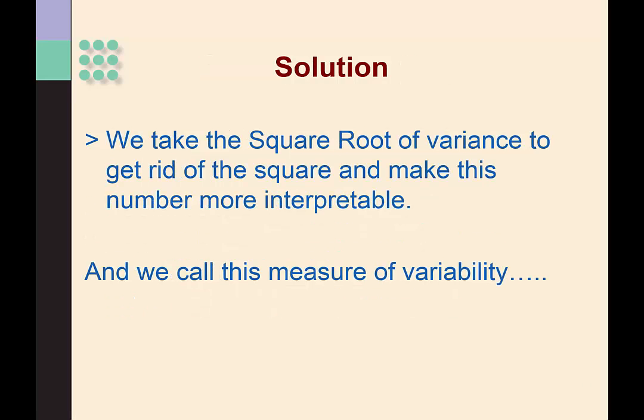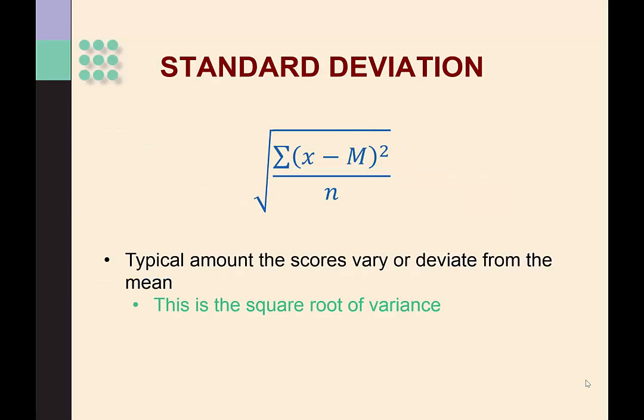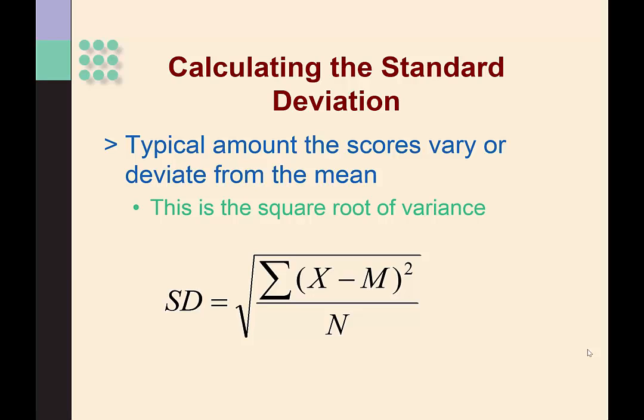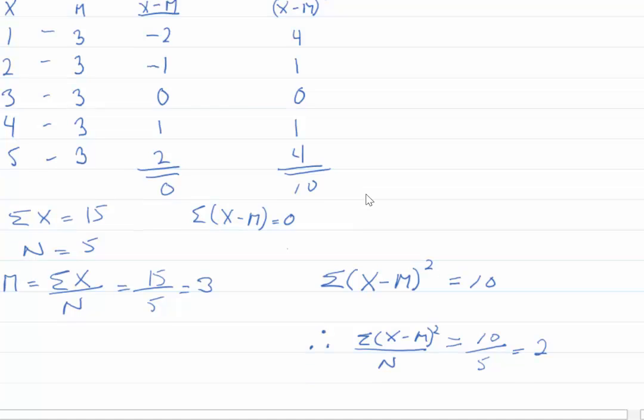So, in order to transform our variability measure back into its original units, all we need to do is take the square root of variance to get rid of the squared values. And we call this measure standard deviation. It's the typical amount that scores vary or deviate from the mean.